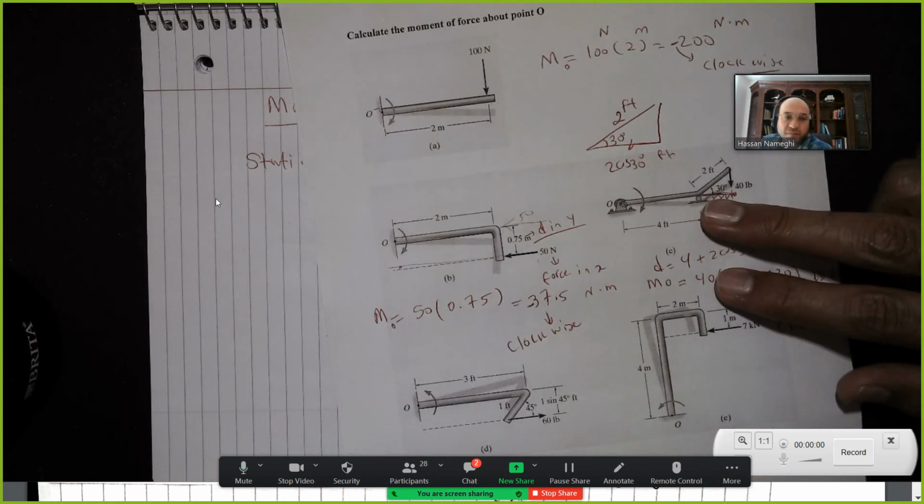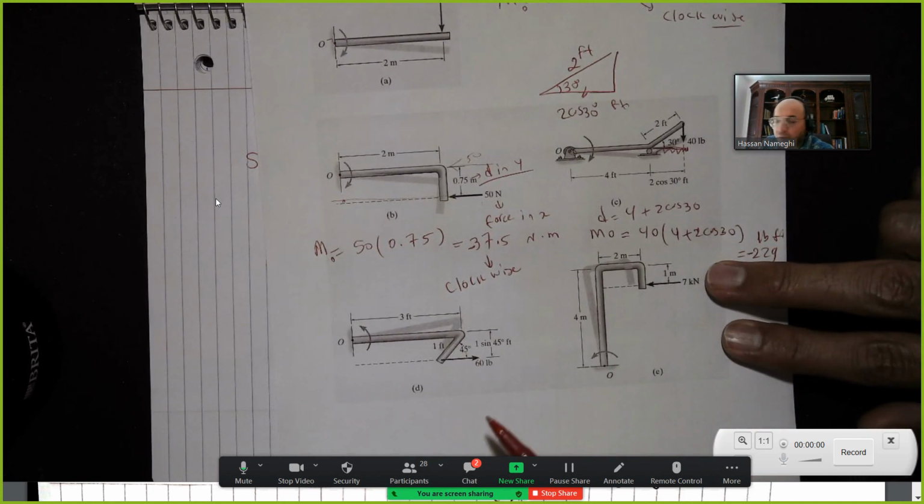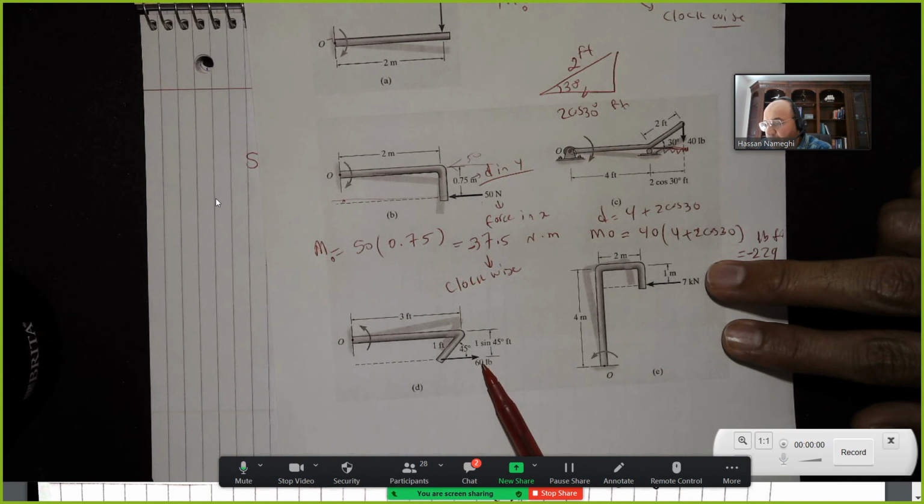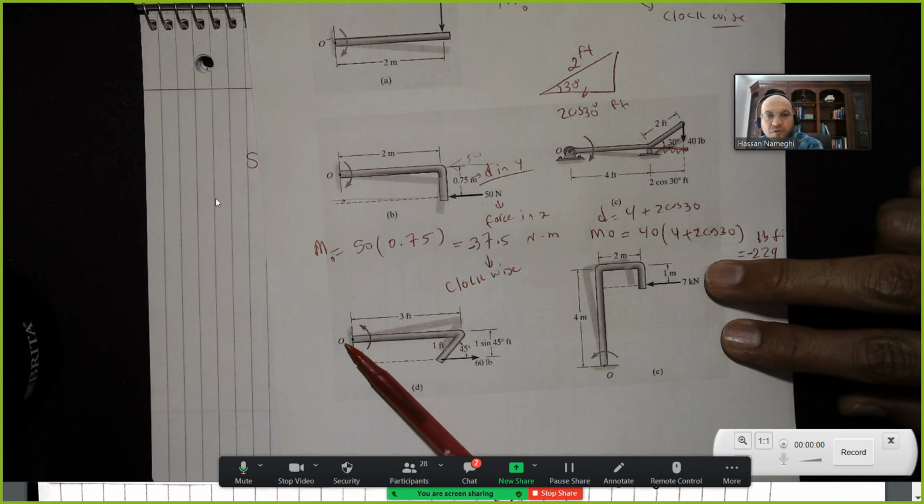Moving to the fourth example. On the fourth example, we have the force of 60 pounds, and we want to see the rotation of this about point O. Now the angle here is 45 degrees, like this.